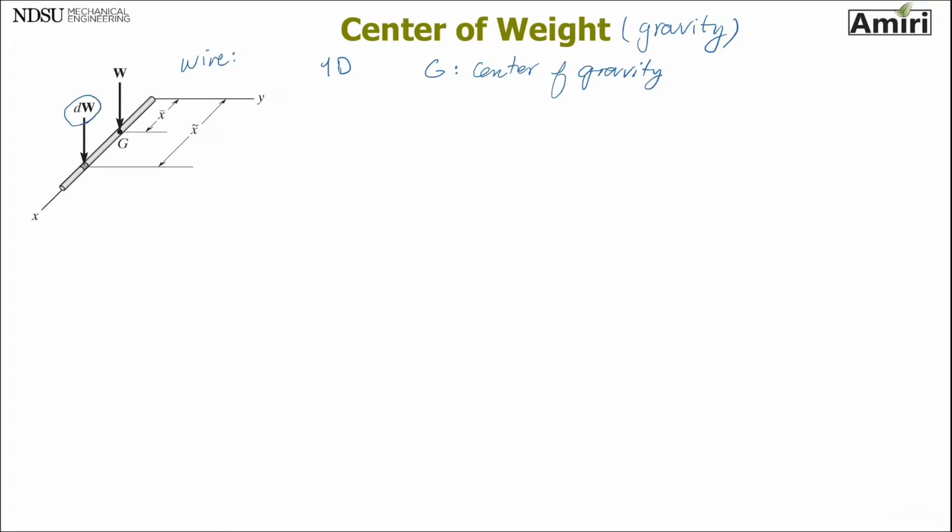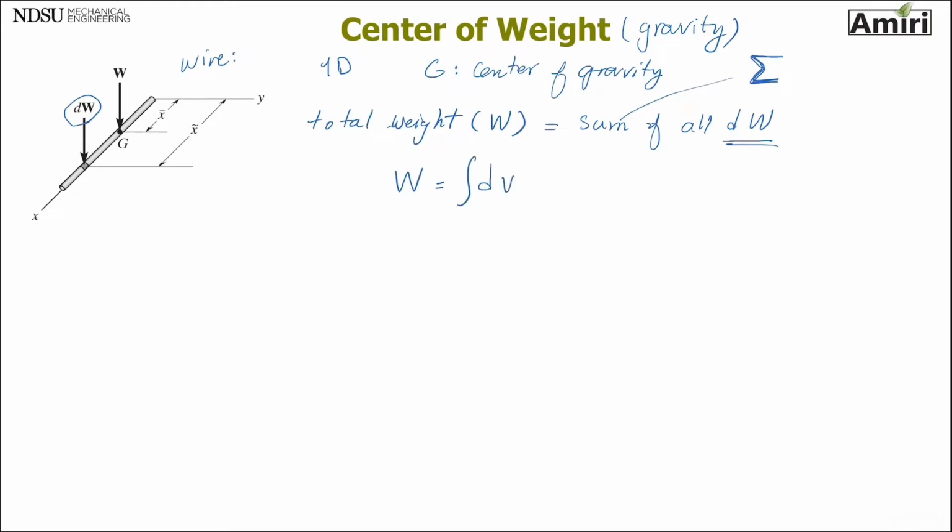So the total weight, which is W, is the summation of all dWs. We cannot use sigma anymore for summation, because sigma is for a finite number, something that we can count, 10, 20, 50. But here, all of these dWs, we cannot count them. So instead, we're going to use integration. So the summation is that.